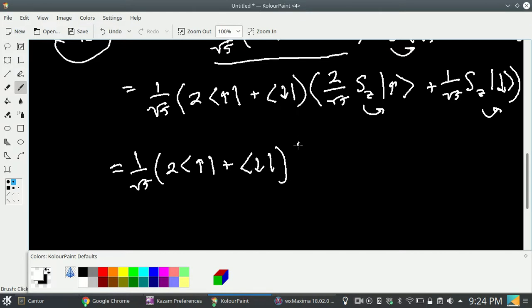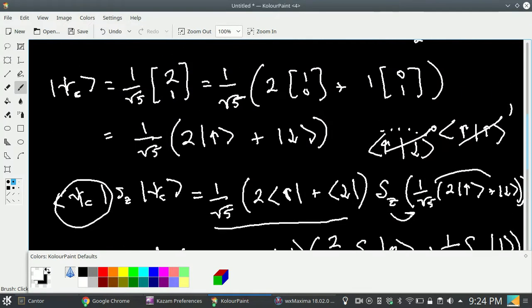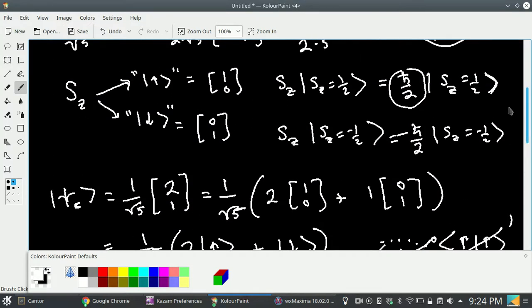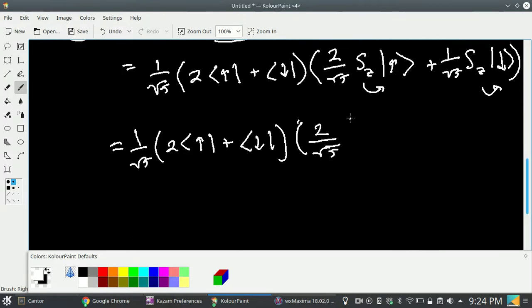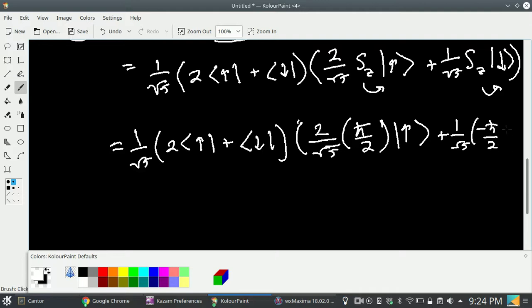Okay, and now 2 over root 5 times, now what's the eigenvalue of SZ operating on the spin 1/2? The eigenvalue is h bar over 2, and the other one is negative h bar over 2. So this is just going to be h bar over 2 times the spin 1/2 ket plus 1 over root 5 minus h bar over 2 times the spin down ket. Okay, now look at this.